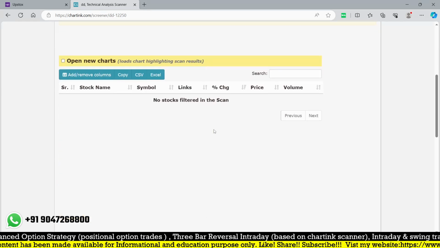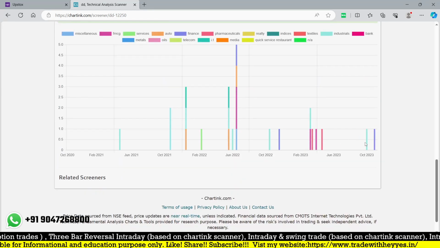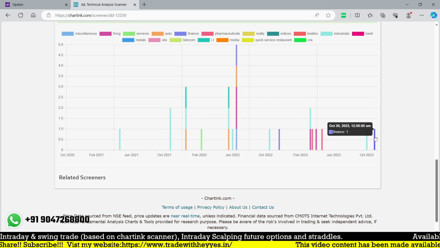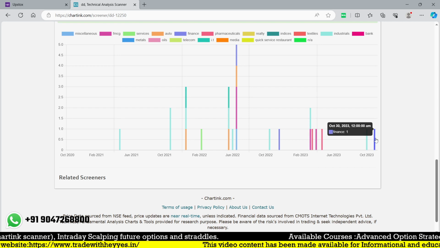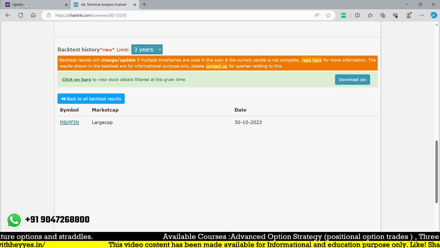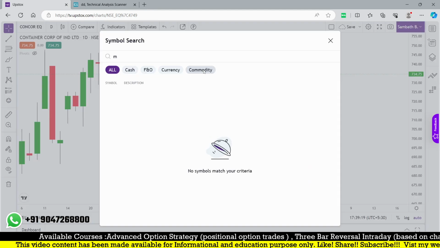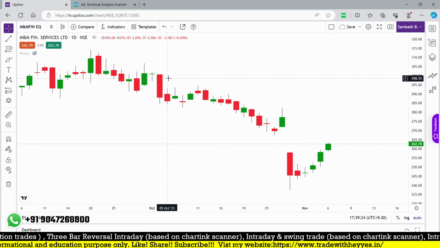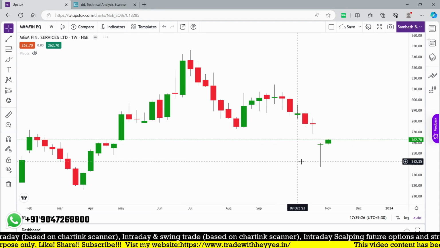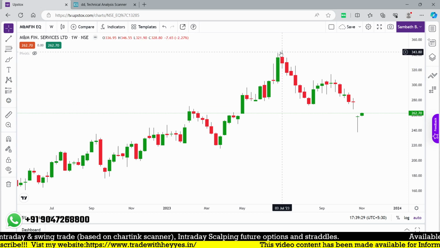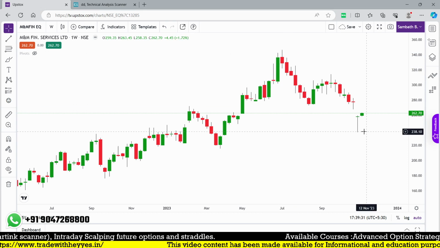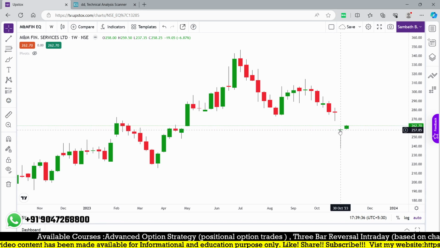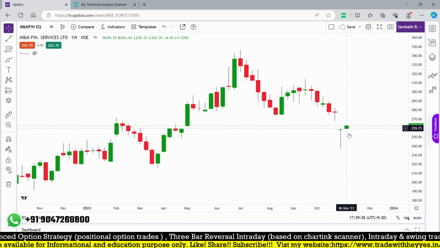Let me check this. Yes, we have some stocks this week, and this is the week which ended on 30th October. Let me check M&M Finance on the weekly time frame. On the weekly one-week time frame, the scanner will work. Maybe after the downtrend, from 346 the stock made a low of 238. So last week, that is 30th October, maybe we got an opportunity.